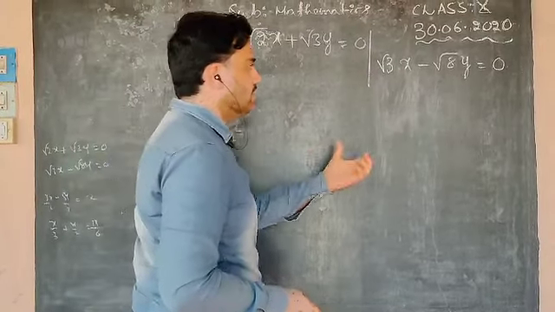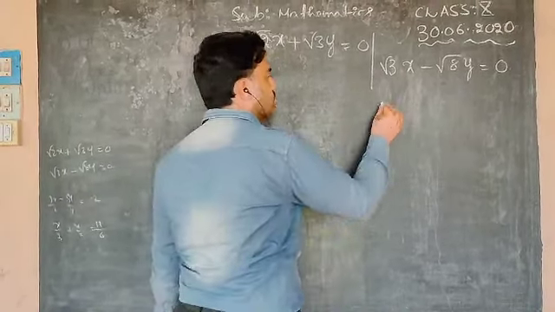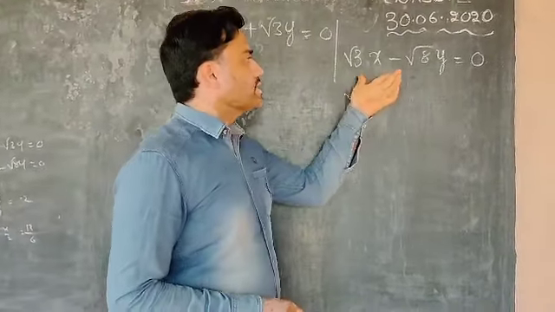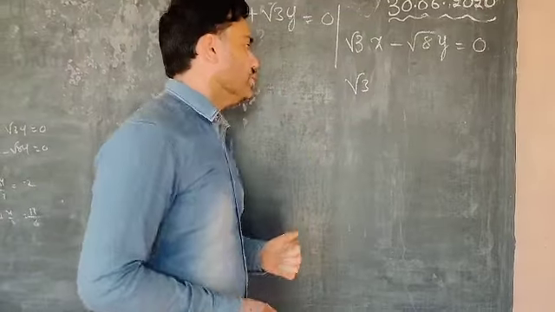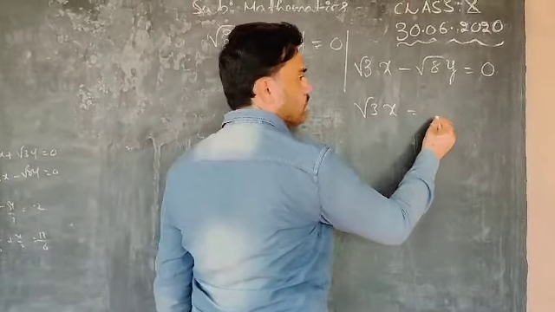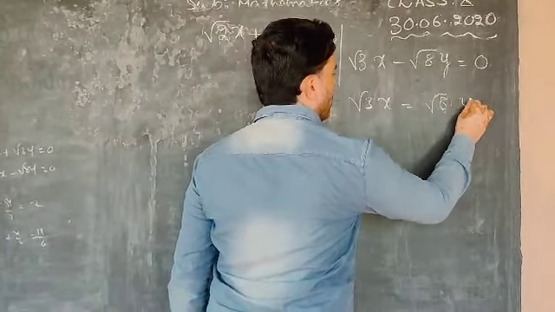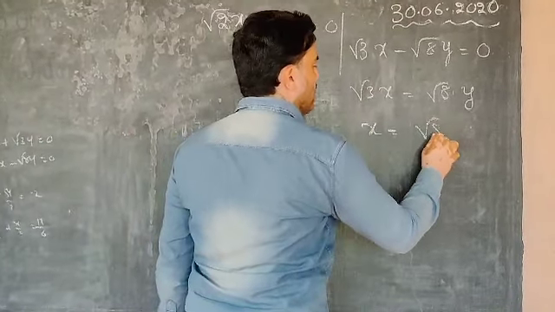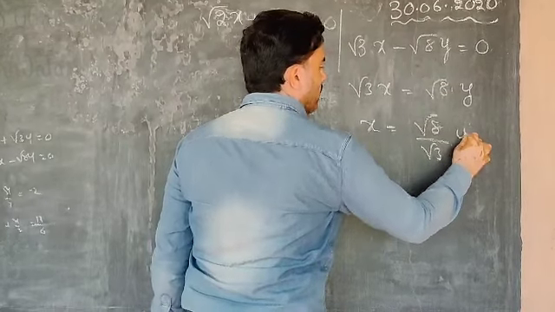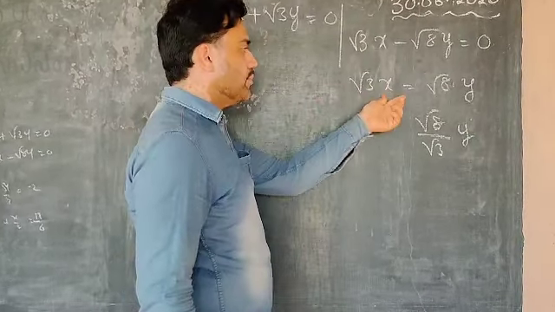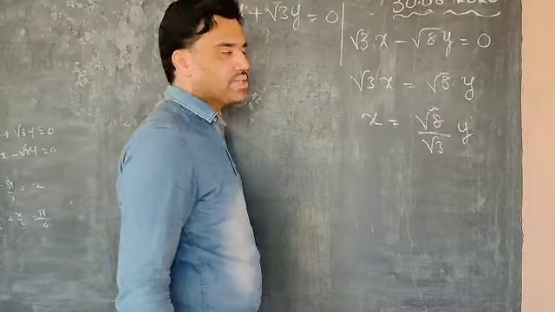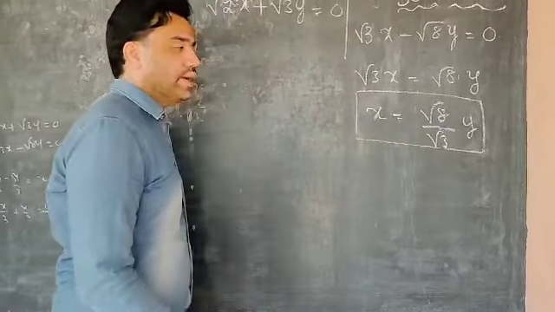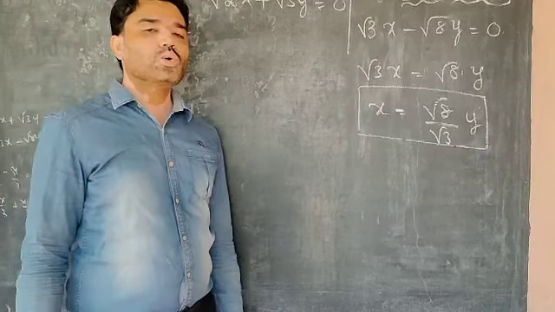Let us take now the second equation in this problem. See, root 3x minus root 8y is equals to 0. So now root 3x is equals to root 8 into y. Now x is equals to root 8 divided by root 3 y. Can you tell me? Root 3 is multiplying x, so if I send it to that side it divides. So I have calculated the value of one of the variables. x is equals to root 8 by root 3 into y.